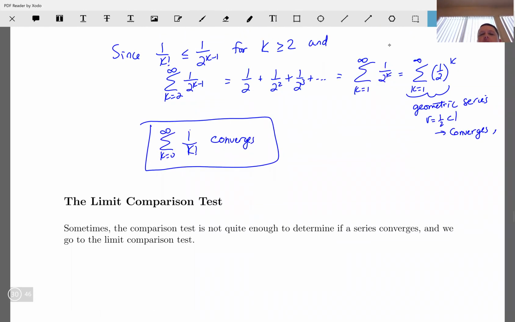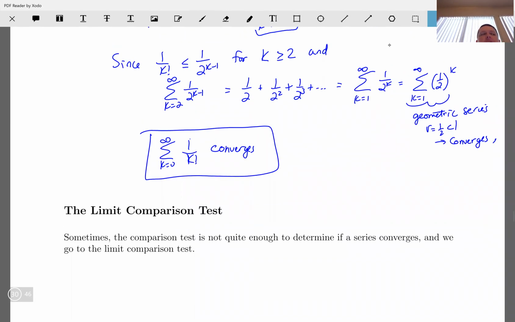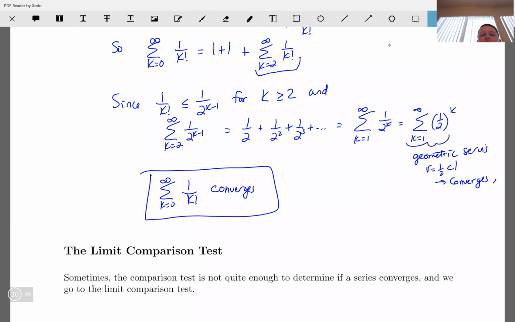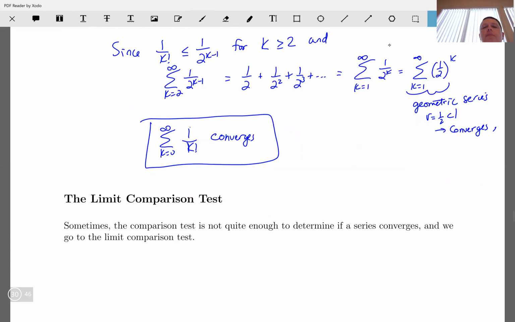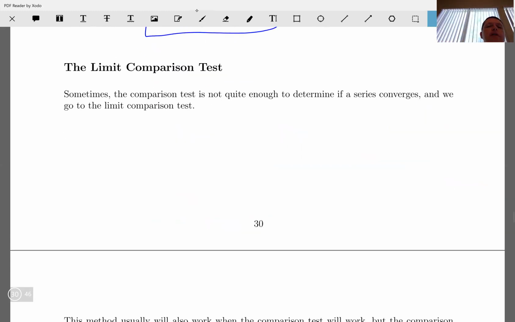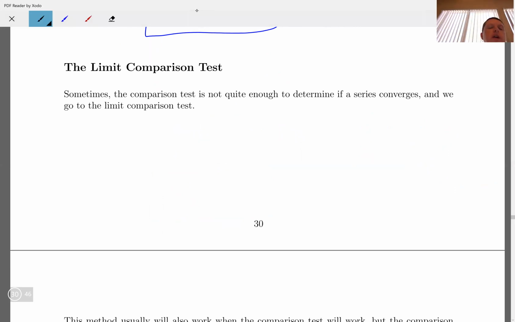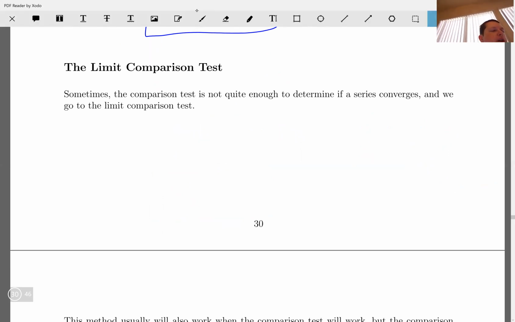So here's the idea, the drill now. This does not always work, this comparison test, right? You can end up with problems where it doesn't work, even though it's the easier of the two to use. So what do we do then? Well, we're going to be having to use the limit comparison test. So I think I'm going to start the limit comparison test, and then I'm going to call it a video, and we'll do it next time in the next video.